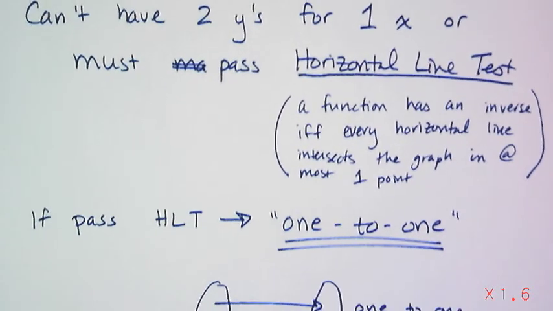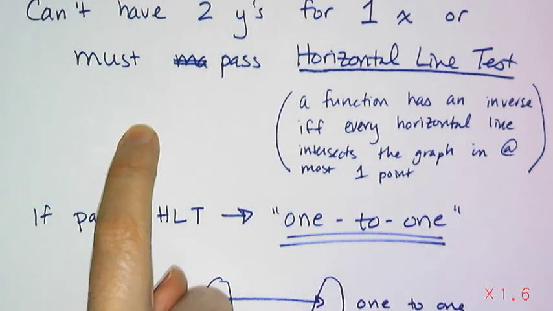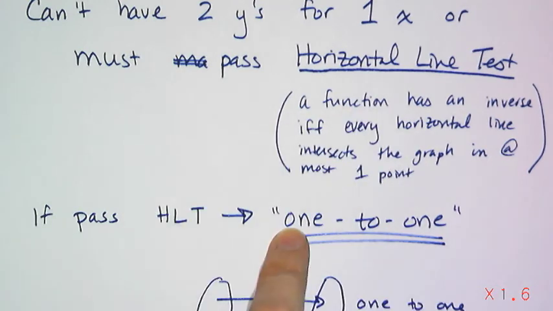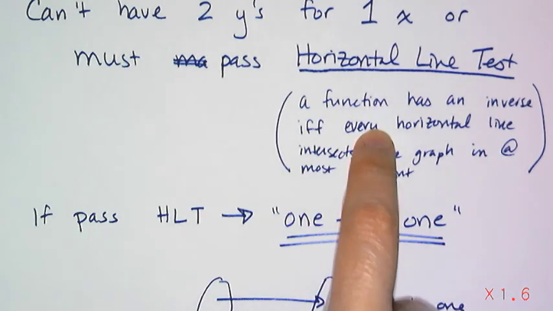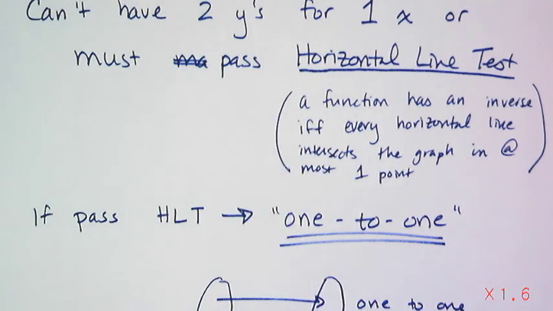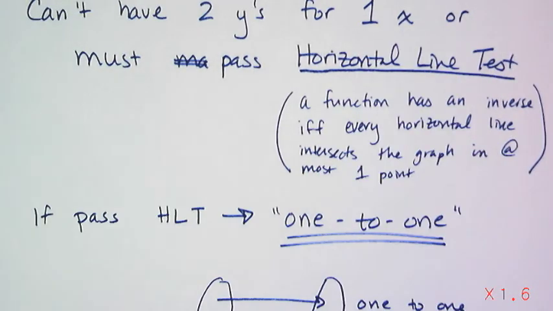Now, if you pass the horizontal line test, you are a function that is considered one-to-one, meaning each x goes to exactly one y, not more than one y, and each y goes to one x, not more than one x, just one x. So each x corresponds exactly to one y and vice versa, okay?